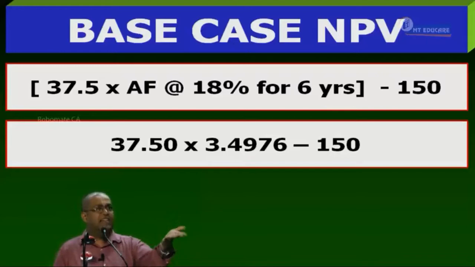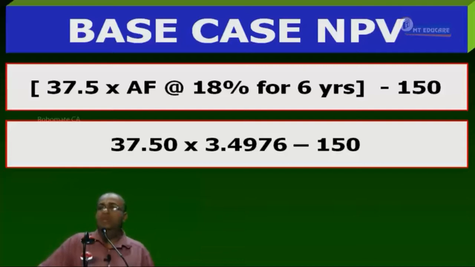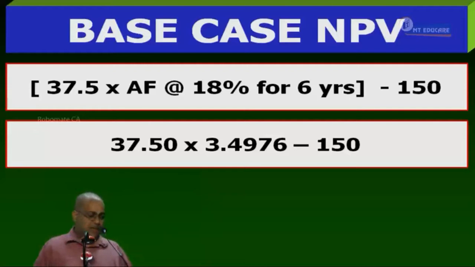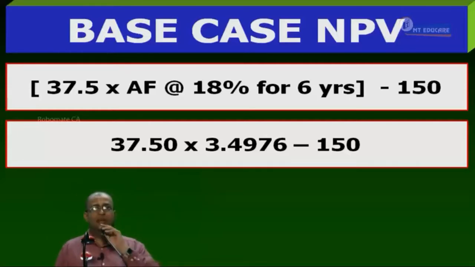Are you understanding or not? Now, what is 131.16 lakh? Discounted cash inflow, by discounting at equity's required rate of return of 18%. Now, next is discounted cash outflow. How much is the money put into the project? 150 lakhs. Discounted cash outflow is 150 lakhs.